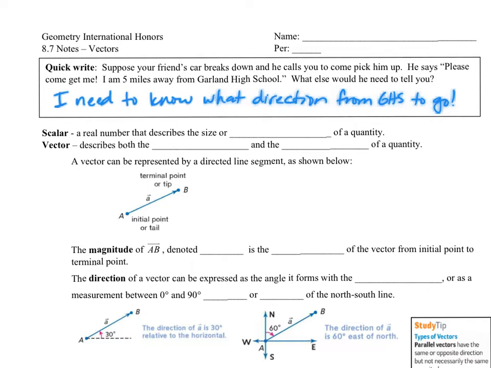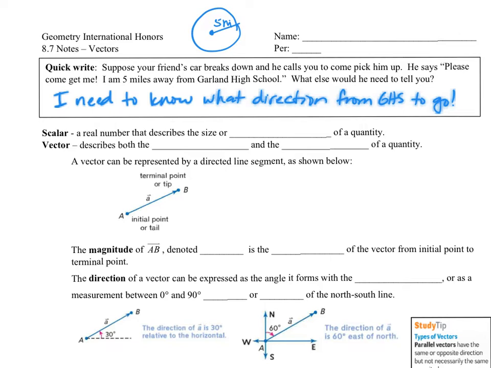If you think of your friend, let's say this is Garland High School, and your friend is 5 miles away, well, he could be anywhere. If you think of all the points that are 5 miles away from Garland High School, he could be anywhere along this circle. So that's the idea of a vector. A vector will give us two pieces of information. It's going to give us distance, and it's also going to give us direction.